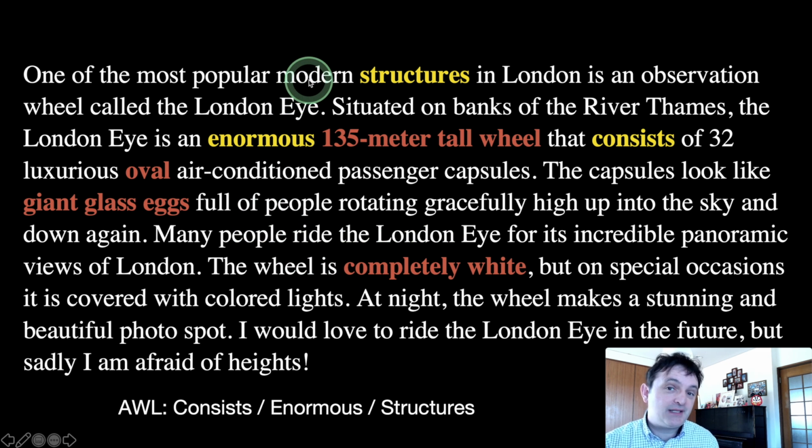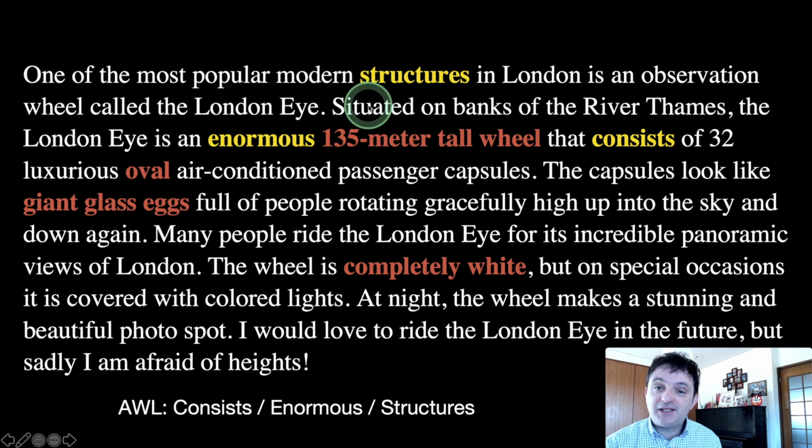Each of the sentences answers a different point about what I want to talk about. The first sentence and first point is the topic sentence. It tells us the topic, which is the London Eye, and it tells us what it is. It's a structure. So the London Eye is a structure I'm going to talk about.